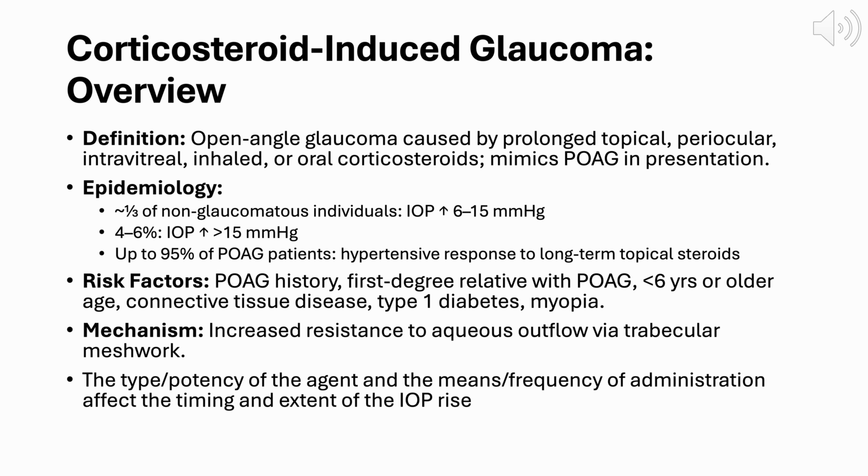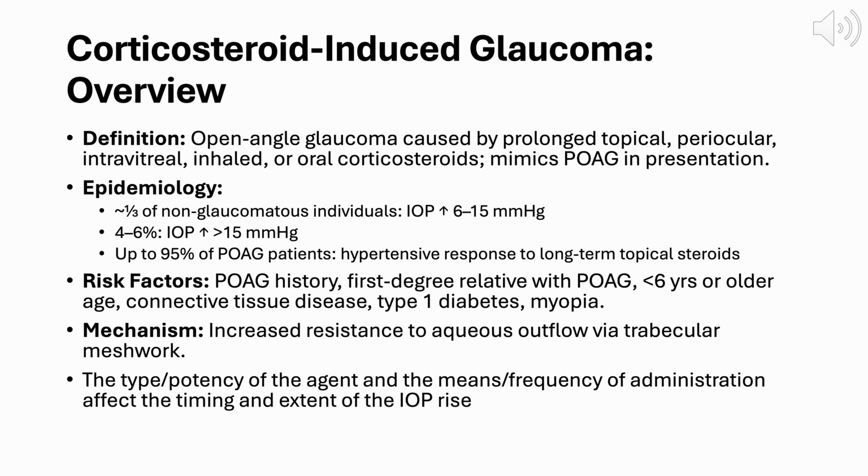Here, we're shifting into corticosteroid-induced glaucoma, which is one of the most clinically relevant forms of secondary glaucoma. This condition looks very much like primary open-angle glaucoma in terms of optic nerve and field changes, but the trigger here is steroid exposure, whether topical, periocular, intravitreal, inhaled, or oral. About 1/3 of otherwise non-glaucomatous patients will have a moderate IOP rise of 6 to 15 millimeters Hg, while a smaller percentage, around 4 to 6%, can spike more than 15 millimeters.